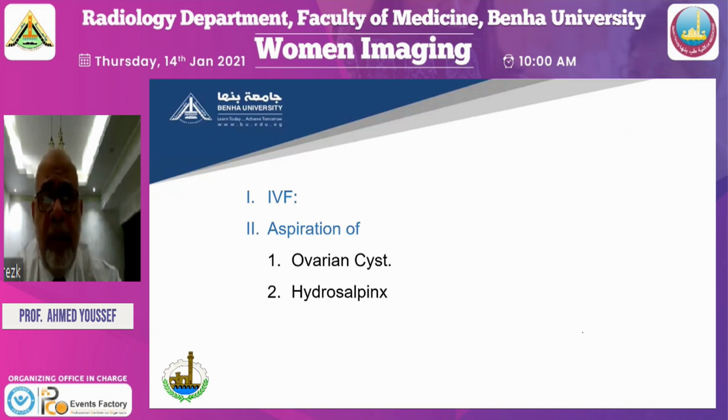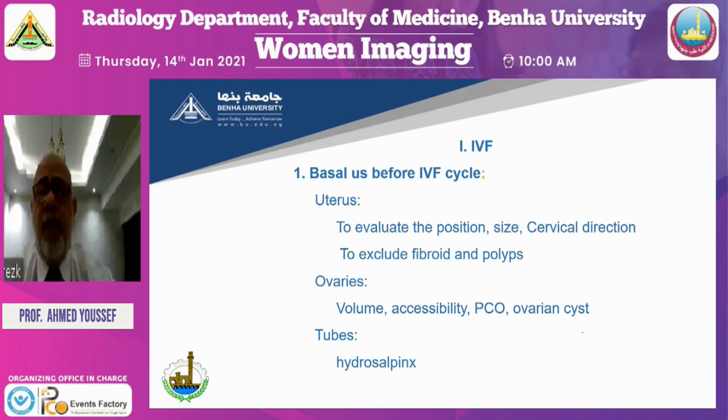IVF, the use of ultrasound in IVF, and also aspiration of ovarian cyst and hydrosalpinx. In IVF, we use basal ultrasound before the IVF cycle to evaluate the position, size and cervical direction of the uterus, to exclude the presence of fibroids or polyp. And in the ovaries, the first important thing is the accessibility of the ovary, and then its volume, to diagnose also polycystic ovarian disease, because this will determine the protocols of stimulation. Because if we stimulate the ovary hard in polycystic, it may cause ovarian hyperstimulation syndrome, which is a very dangerous and life-threatening condition.